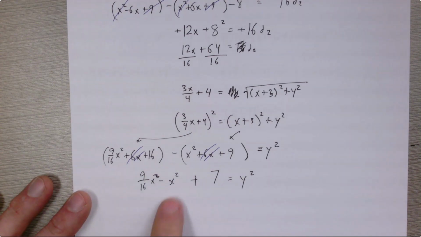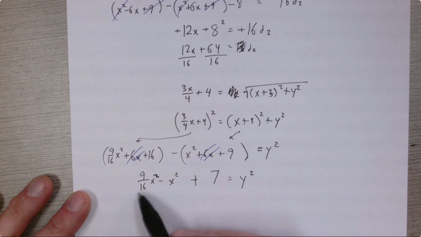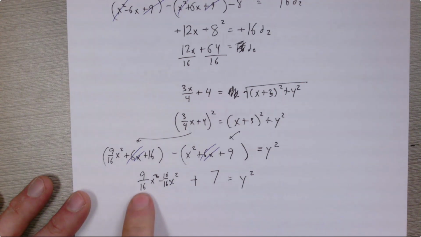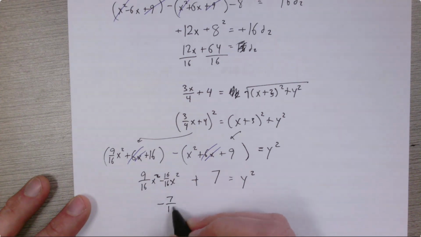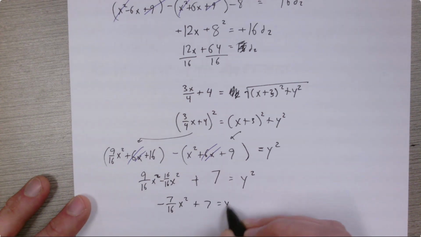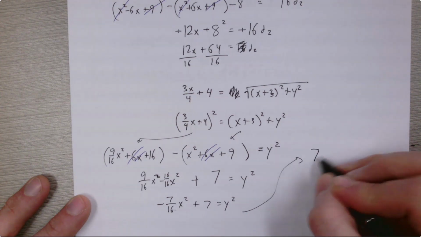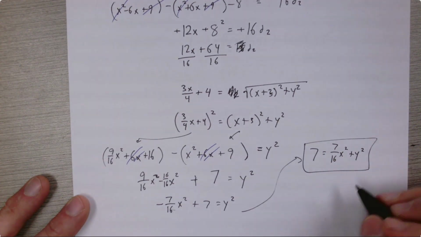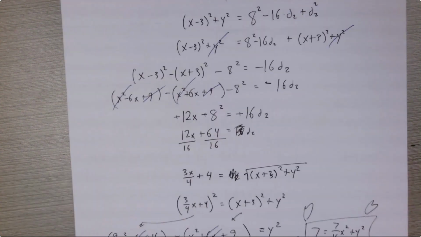So how are we going to combine these? You could think about it two ways. You could think about factoring out an x squared, or you could think about combining under the same denominator. So x squared is the same thing as 16/16 x squared. So if I have 9/16 x squared minus 16/16 x squared, what's that? That's going to be negative 7/16 x squared. And so now let's move the x squared to the same side as the y squared. And so we've got 7 equals 7/16 x squared plus y squared. And we were able to get to the end. And this looks like an ellipse. And we know what the scale factor is. And everything's great. Okay, so kind of a lengthy process.